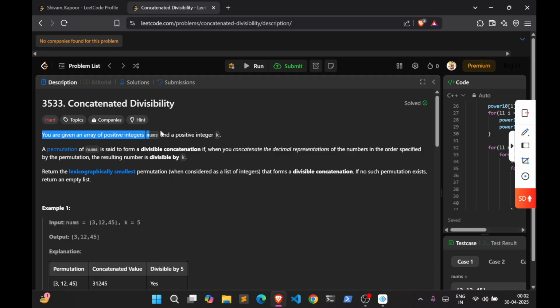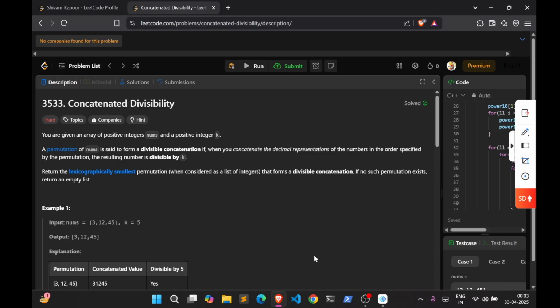Okay, so I have been given an array of positive integers and a positive integer k. A permutation is said to form a divisible concatenation if, when you concatenate the decimal representation of the numbers in the order specified by the permutation, the resulting number is divisible by k. What we have to return is the lexicographically smallest permutation, when considered as a list of integers, that forms the divisible concatenation. If no such permutation exists, we have to return an empty list, right?